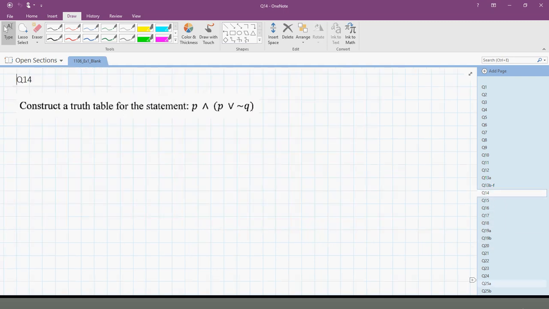Yep. All right. Truth tables, my favorite. Okay. So let's start jumping into truth tables. Okay. So how many statements do we have?